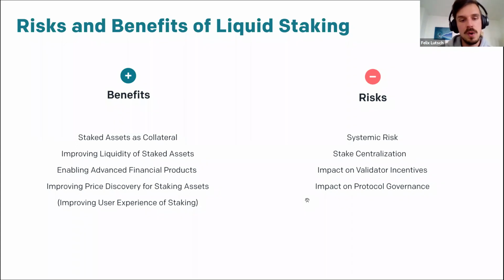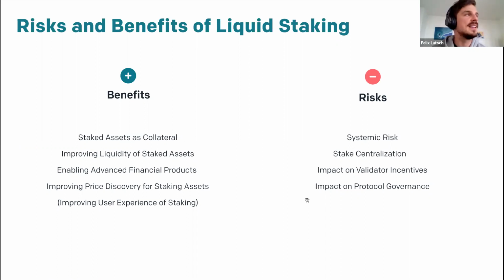I can also improve the liquidity of staked assets, meaning as a staker, instead of having to wait these 21 days, I can instantly sell my staking position and get liquidity on it. Then another benefit is once you have this tokenized stake, it opens up a lot of space for permissionless innovation and for advanced financial products, I call it.